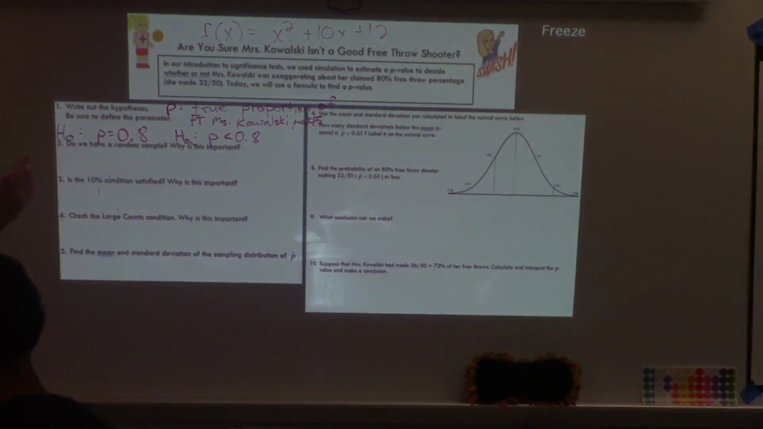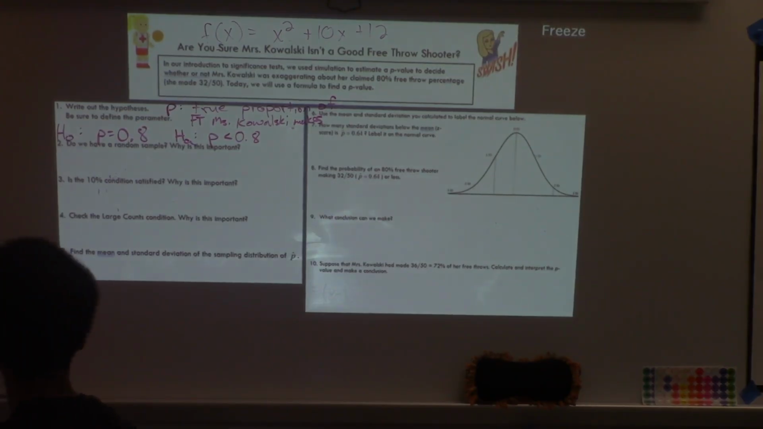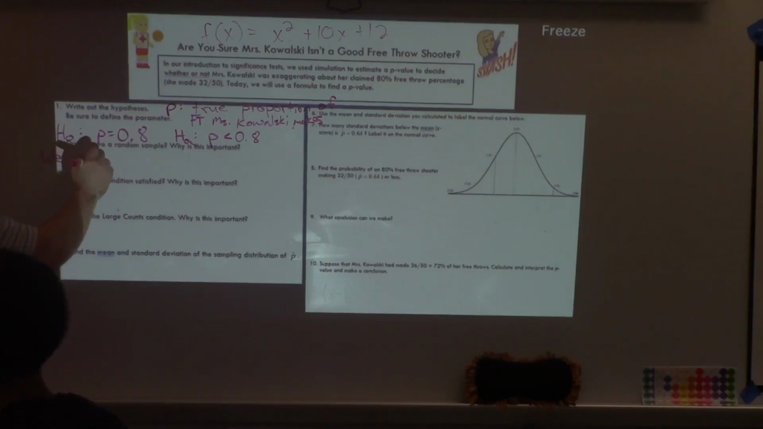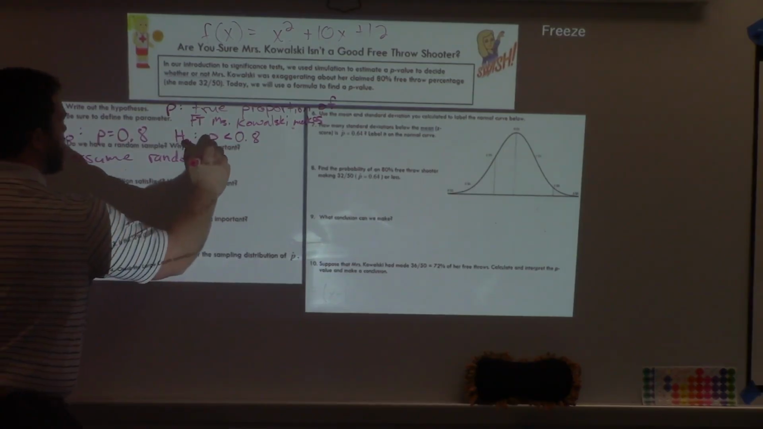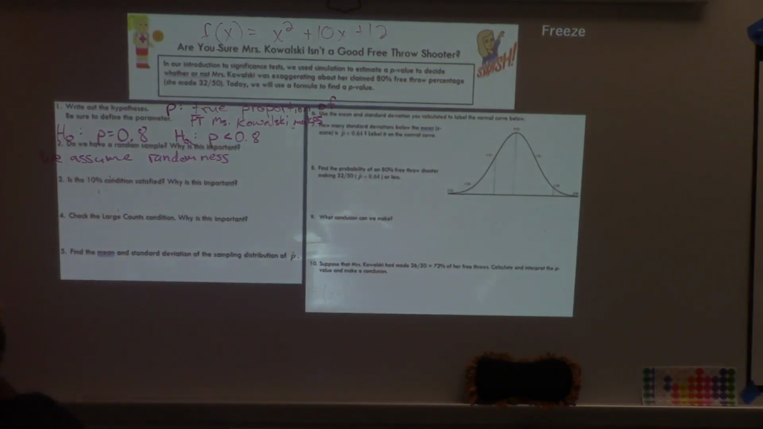Do we have a random sample? Mr. Kinney doesn't say anything about a random sample. The simulation is random, but we're talking about the P hat, her statistic. Was it random? We can just assume. It doesn't actually say random, so you would have to make the statement, we assume randomness. Do not say it tells us random unless it actually tells us it's random.